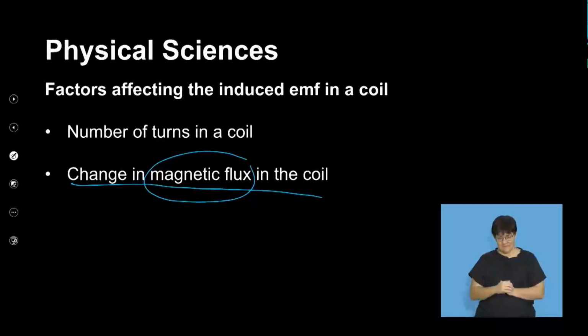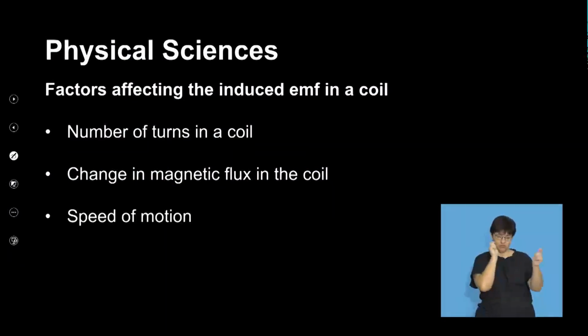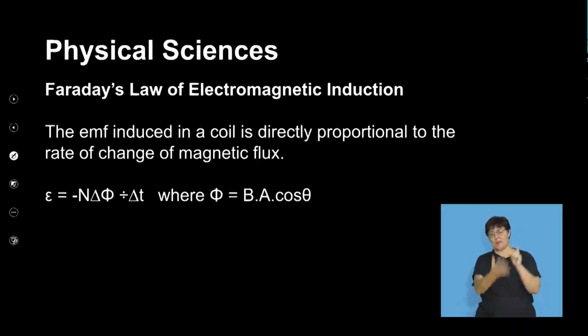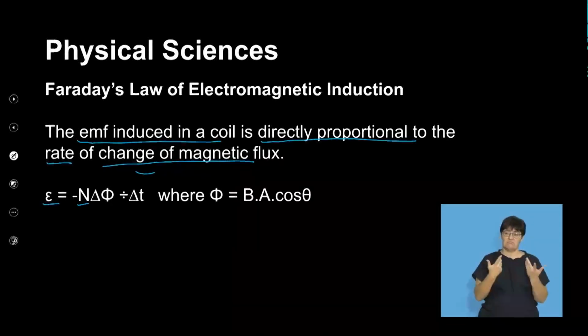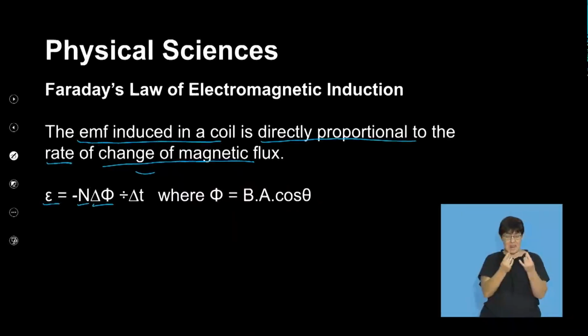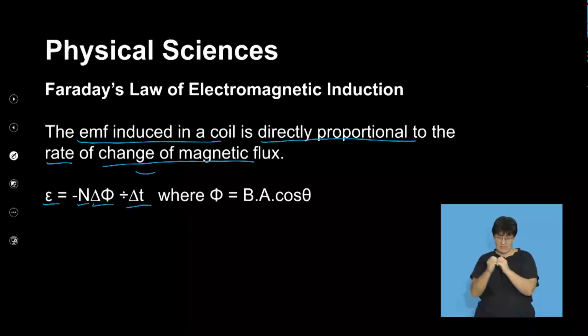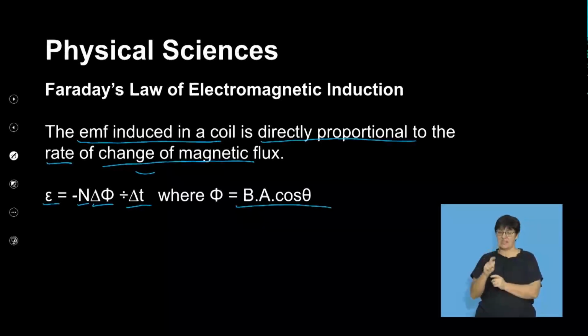And so we've looked at the change. Remember, there has to be a change, and the speed of the motion gives us the idea of the rate of change. And so here, let's put it all together. Faraday's law says the EMF induced in a coil is directly proportional to the rate of change of magnetic flux. And we use this equation. E is equal to the number of turns, there's a negative sign outside, the change in magnetic flux divided by the change in time. And we've said the flux is the field strength times area times cos theta.